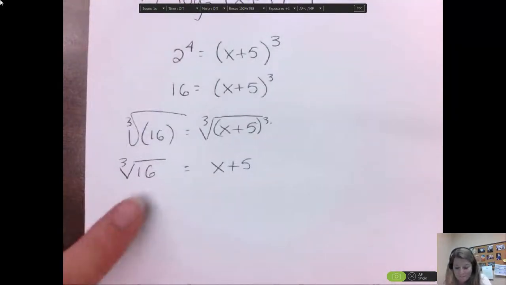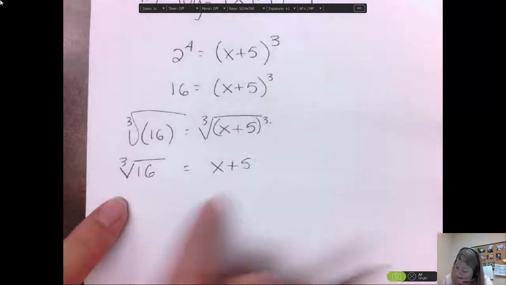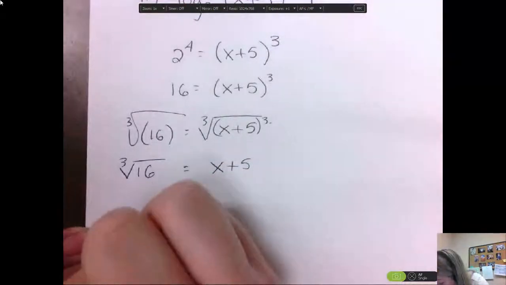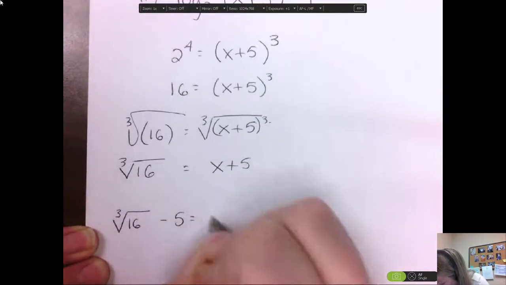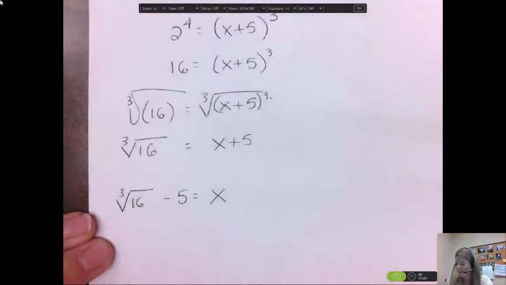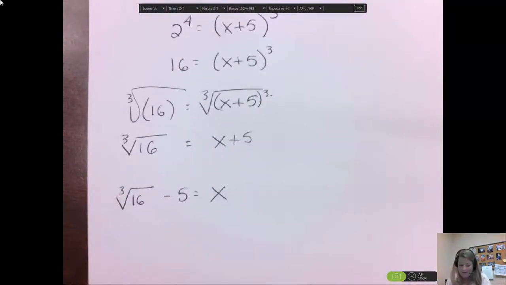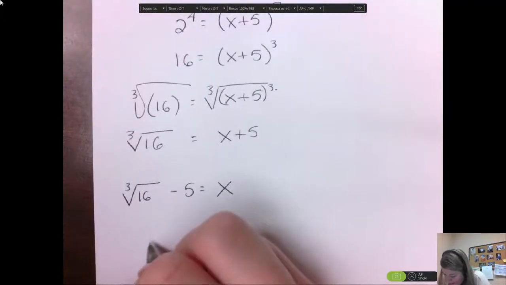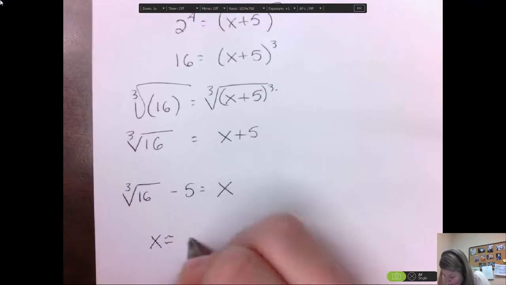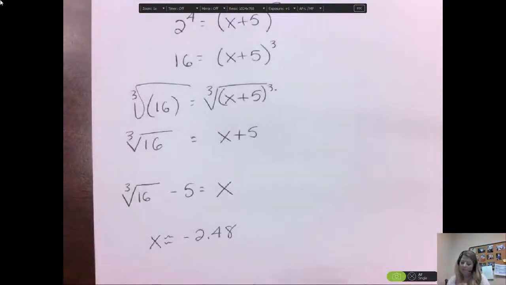So let's leave it in the exponent form, or a radical form for this one, and we'll minus the 5 over. So one answer is the third root of 16 minus the 5. Make sure the 5 is written outside of your radical because this is a number here. Now I could take the number I have and minus 5 and get the approximate answer. So x is about negative 2.48.